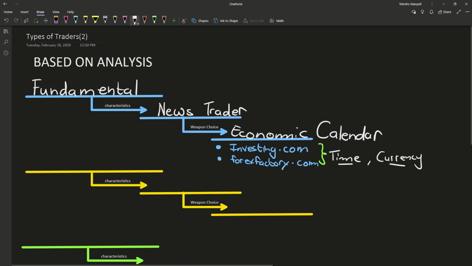Okay, the second type of trader is your technical trader. So, technical. Alright, this style of trading is based on charts. These are the guys that came up with all these theories, like your Elliott wave, your candlestick patterns, your advanced patterns like rising wedges, double bottoms, harmonic patterns, and so on. So this is a chart type of trader.